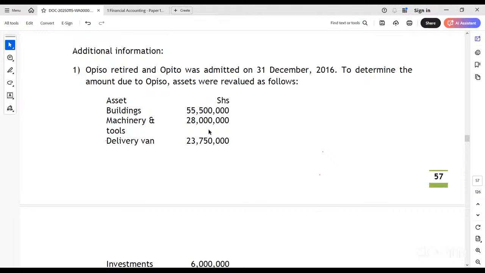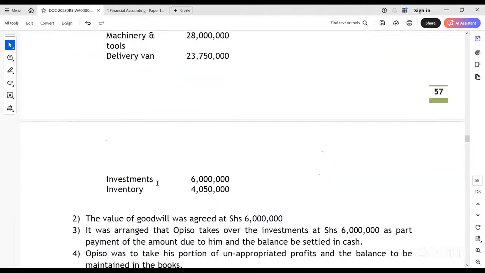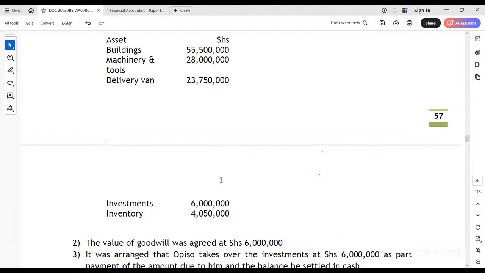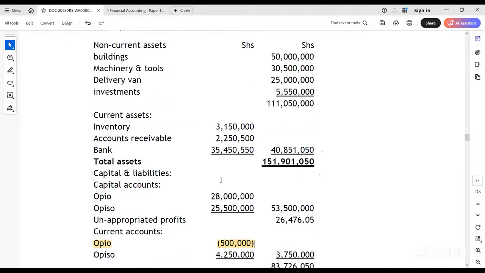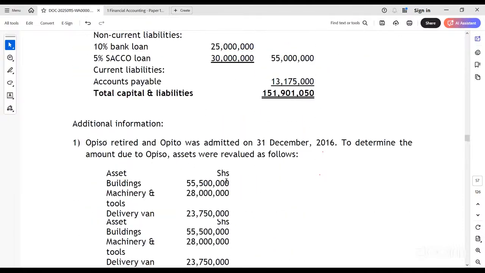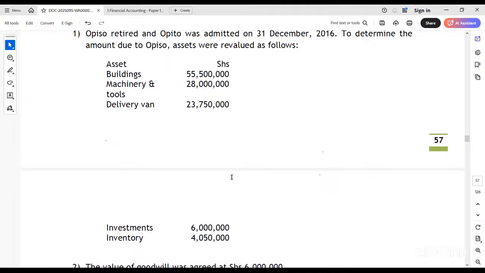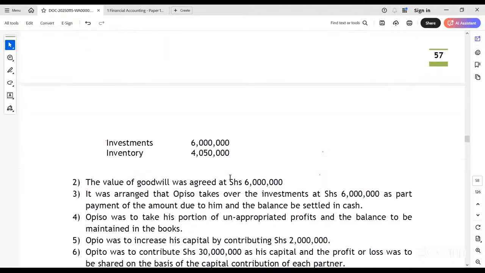So the assets were revalued, as you can see. Buildings were revalued, machinery was revalued, delivery vans were revalued, investments were revalued, inventory was revalued. Then the value of goodwill was upgraded at 6 million shillings. Now you see, initially there was no goodwill in the balance sheet. But because they are admitting a new partner and an old partner is retiring, they have to account for goodwill, so they introduce goodwill and value it at 6 million.